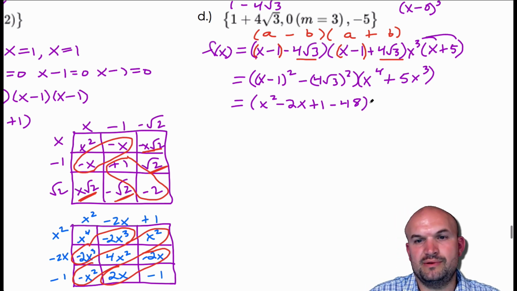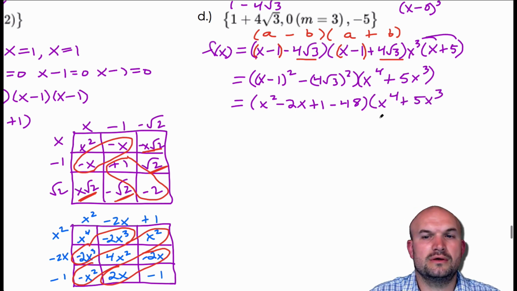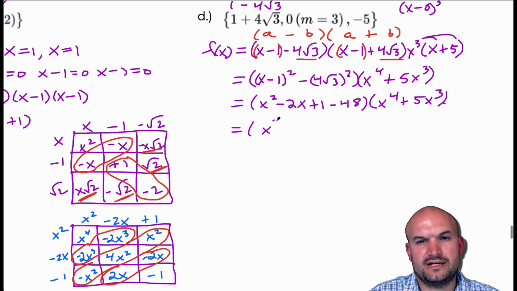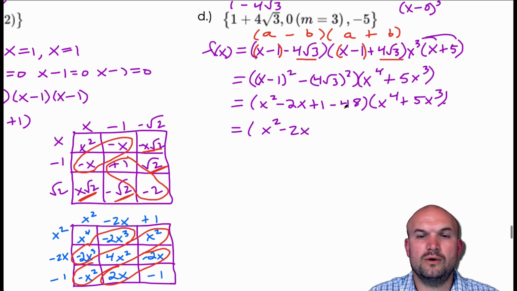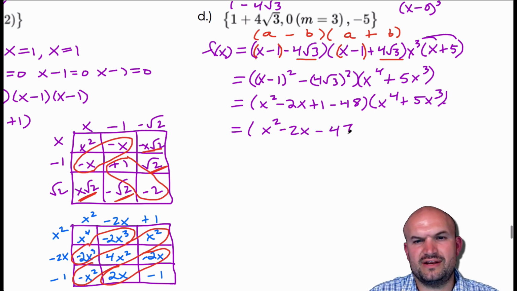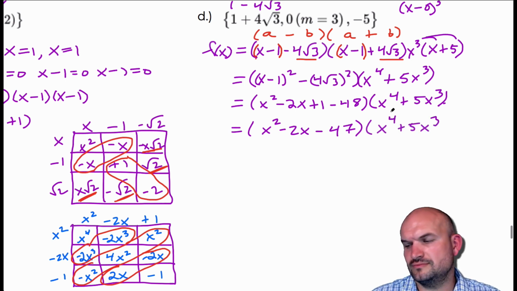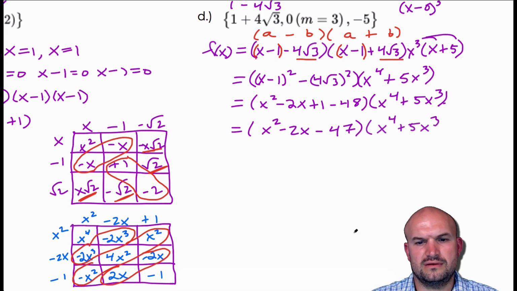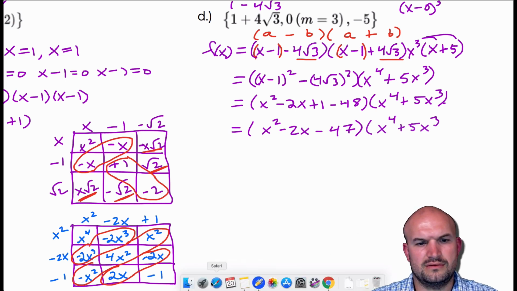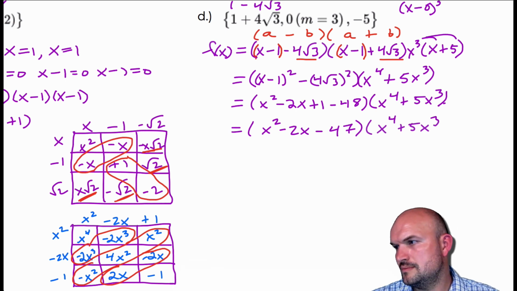All right, and then we'd multiply. And now you just combine those. So we have x to the 4th plus 5x cubed, and then here we have x squared minus 2x. 1 minus 48 is going to be minus 47. Oh, I don't want to multiply those. That's not going to be fun. x to the 4th plus 5x cubed. Let me see what I got there.